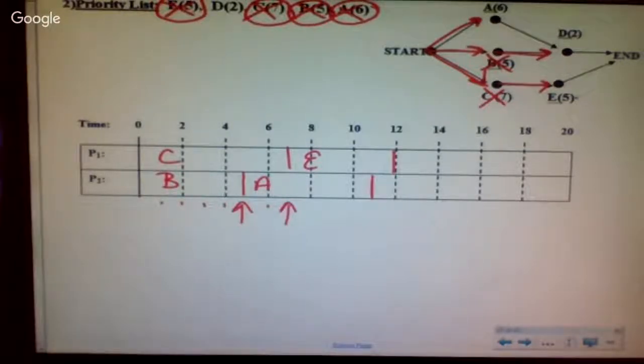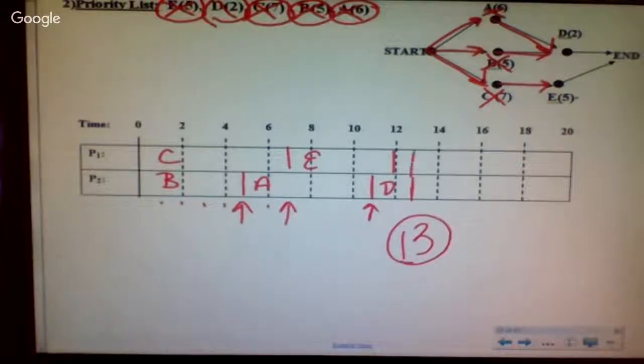We finished with A at 11, which means D is now ready. So D goes here, and that takes 2 hours, so that takes me to 13. And I say, I'm done. I scheduled all of my tasks, so my finishing time is 13. And don't forget, processor 1 gets that hour of idle. That's a big time difference.